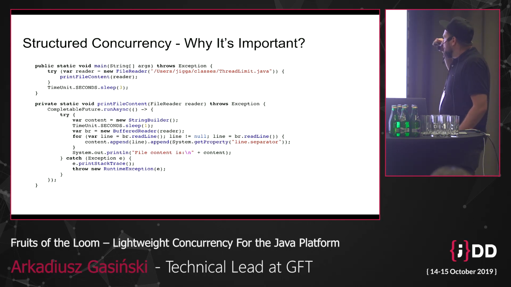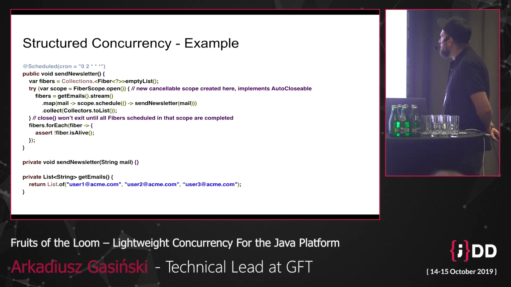So here is another example of why it's important. We open some file and want to print the content of that file, and to do that we call some method. But let's assume that we don't know that this method actually prints the content of the file in a separate thread. As soon as we return from the print file content, we are almost confident that the file content was printed, but that's not the case, because it's running in a separate thread. As soon as it starts actually printing the content, we get an exception. So structured concurrency is actually meant to prevent things like this.